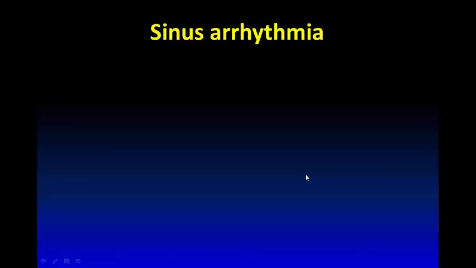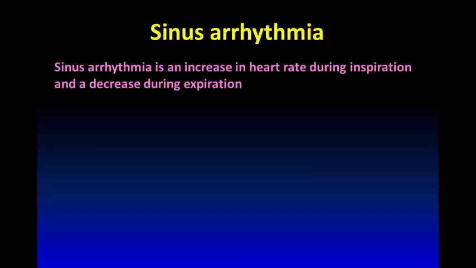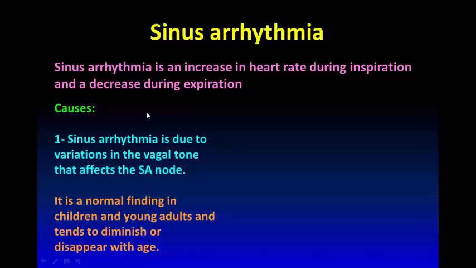Now let's describe the third arrhythmia, which results from altered activity of the pacemaker, and this is the sinus arrhythmia, which is also known as the respiratory sinus arrhythmia. Respiratory sinus arrhythmia is defined as an increase in the heart rate during inspiration and a decrease in the heart rate during expiration. It's a normal finding in children and young adults, and it tends to diminish or disappear with age. The mechanism of the respiratory sinus arrhythmia is due to variations in the vagal tone that affects the sinoatrial node during inspiration and expiration.